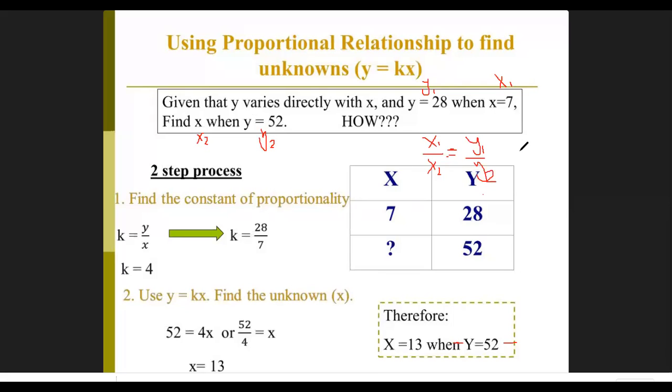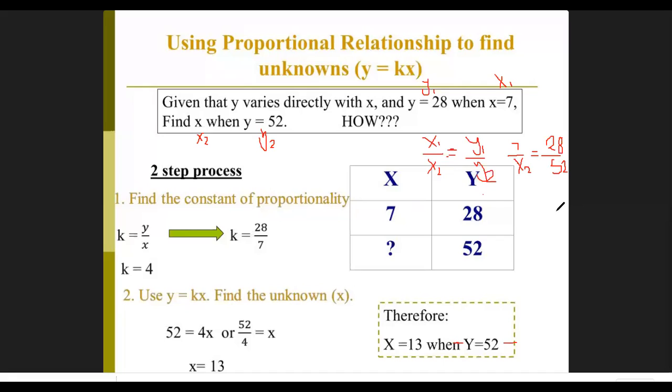Let's substitute in this rule now. x1 was 7. x2 we don't know. y1 is 28 over y2, which is 52. What do we have to do now to find x? Cross multiplication.